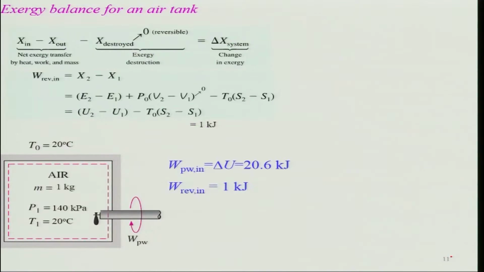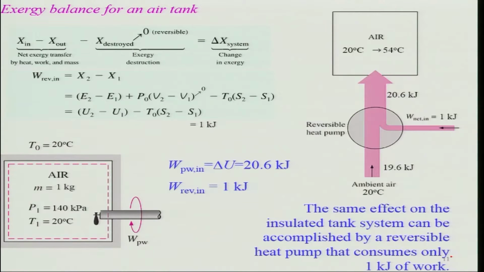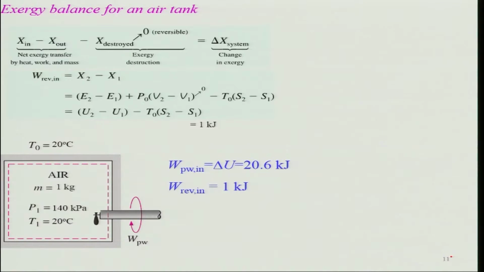Now we can take another example, which is the exergy balance of an air tank, and this problem is the following. You have an insulated tank with air, and there is a shaft which is applied, and the outside temperature is 20 degrees Celsius. What is being asked is to do certain work in order to raise the temperature to 54 degrees Celsius, and to find the corresponding reversible work for this process. For the reversible case, we know that exergy destroyed is going to be 0. So you apply your exergy balance, and this is going to be 0 for the reversible case.